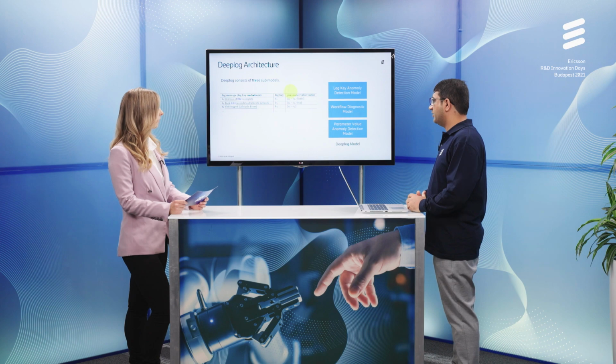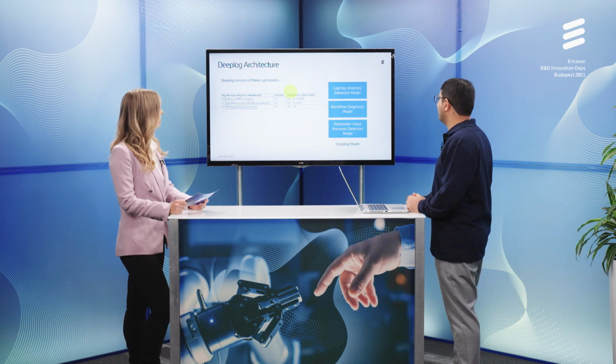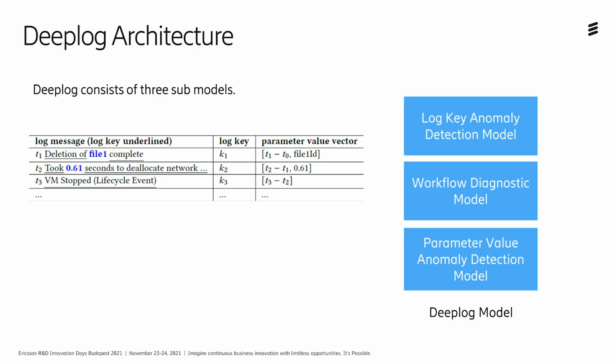Thank you. Could you give us a brief introduction to the architecture, just to give us an idea of how it works? Yeah, surely. Deeplog consists of three submodels. One is the log key anomaly detection, the second is the workflow, and the third is the parameter value anomaly detection.